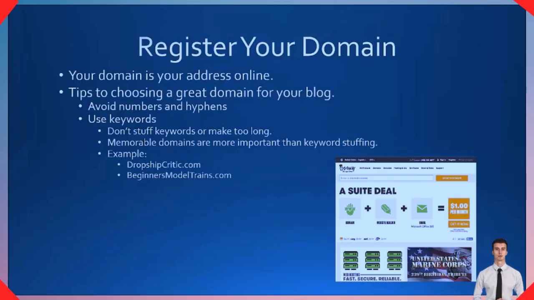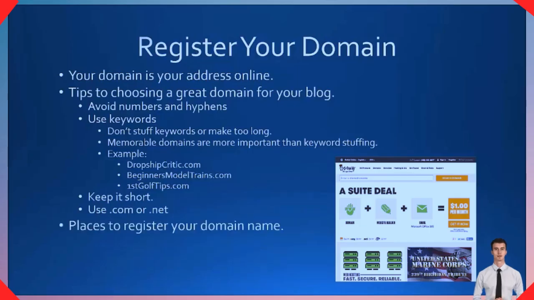Beginnersmodeltrains.com. This is another example of a niche website. It's simple to remember, and it also explains exactly what it is. It's for beginners that are starting in the model train niche and learning how to set up their track and everything. Here's another domain, firstgolftips.com. So it's obvious what it is, golf tips, and then the first part makes it kind of brandable and catchy. Keep your domain short, use .com or .net.